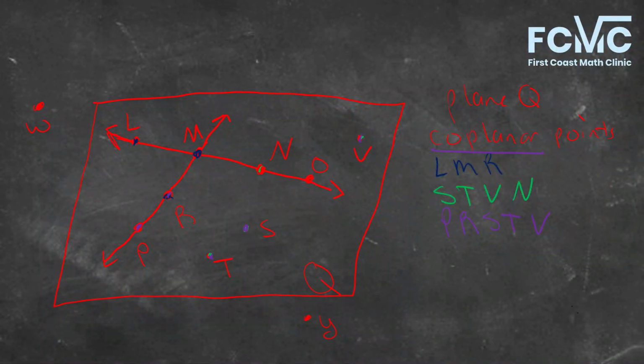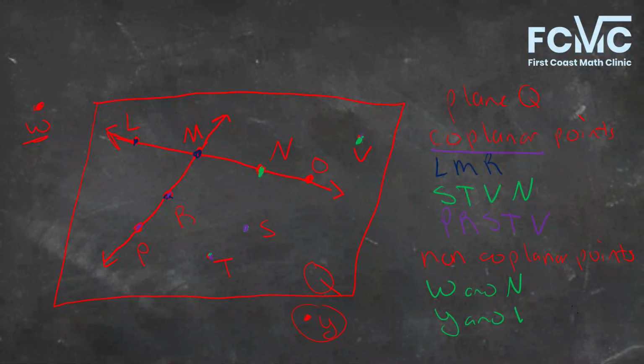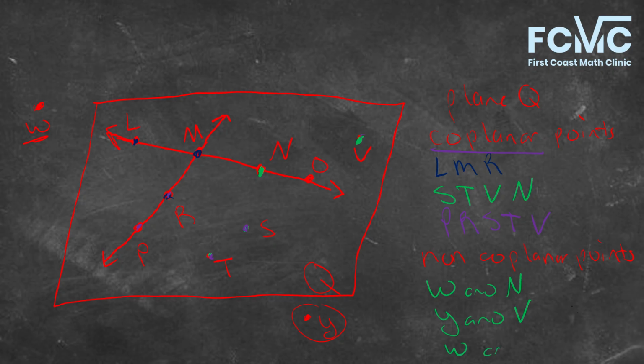Now, what about non-coplanar points? We know our non-coplanar points are points that are not on the same plane, so we got Y here and W here that are outside of our plane Q. So we can maybe pair W with any of the points that are inside our plane, so we could do W and point N. Or we could do Y and point V. Or if we want to do again, maybe W and point O. So any set of points that are not on the same plane.